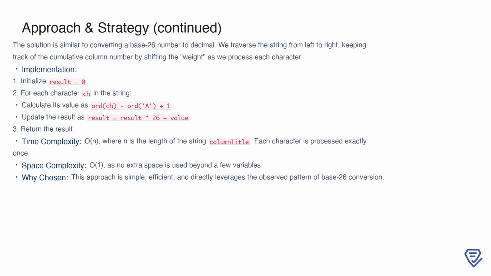This optimized solution can be thought of as converting a base 26 number into its decimal equivalent. We achieve this by traversing the string from left to right and maintaining a cumulative total for the column number.